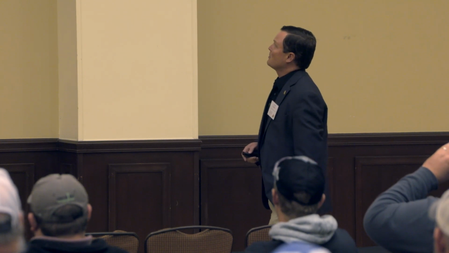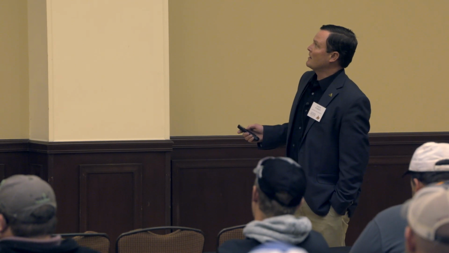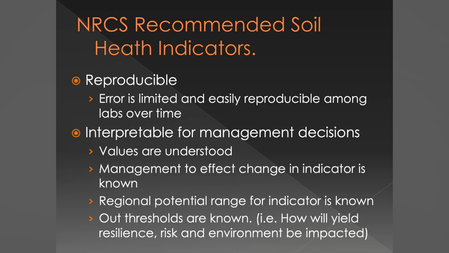And then interpretable for management decisions. This is where I think we're working pretty hard, is the values need to be understood. Management to affect change in those indicators needs to be known. And then regional potential ranges for indicators need to be known. And then, and this one's an interesting one too, in a state where you have 50 to 15 inches of rainfall with soils that are this deep versus this deep, made of clay loam, silt loam, sandy loams, and whatnot.